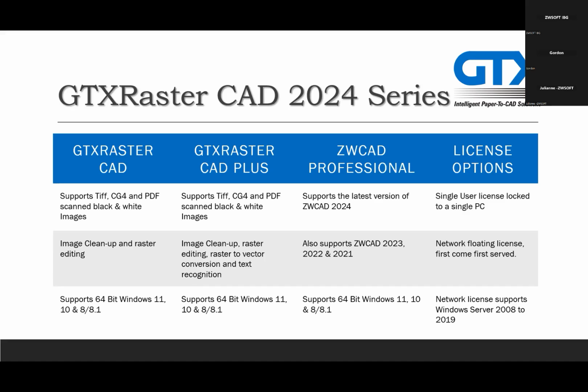We support ZWCAD Professional. Like I say, our latest version is 2024. But if you do have earlier versions, then we can go all the way back to 2021. And we have two license options. You can either have a single user license locked to a PC, or you can have a network floating license. So it's on a first come, first served basis. So you can have 1, 2, as many licenses floating on your network, GTX installed on as many PCs, and then the users can access it via a network server until all the licenses are in use.